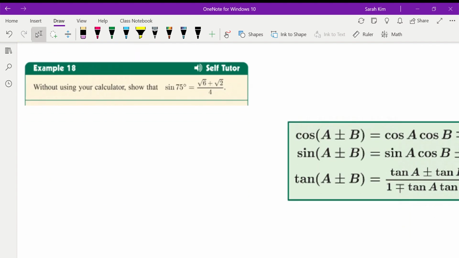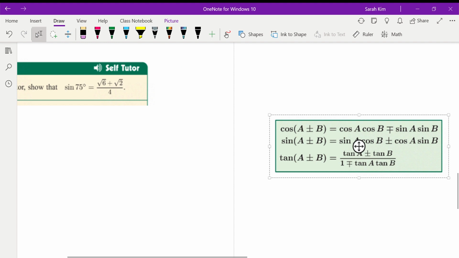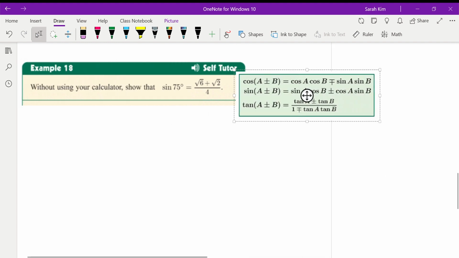Now we're going to do the last one. Without using a calculator, show that sine 75 is something like that. Okay, so we'll give that a go. First things first, as you can see, it's kind of like a fraction notation. So I know that I'm probably going to have to use maybe a 10 or something like that, but we'll give it a go. So first of all, sine 75.